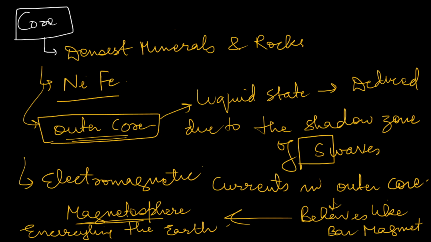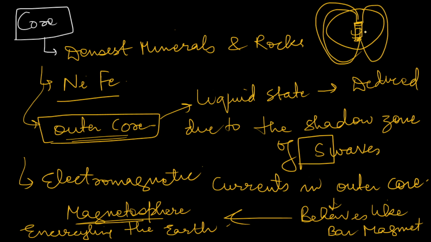Currently, just remember that suppose this is Earth, this is the core. In the outer core, there are electromagnetic currents which let the Earth act like a bar magnet, like this. So a magnetic field is around the Earth. So this is about the core. I hope you understand. Do remember the important points.